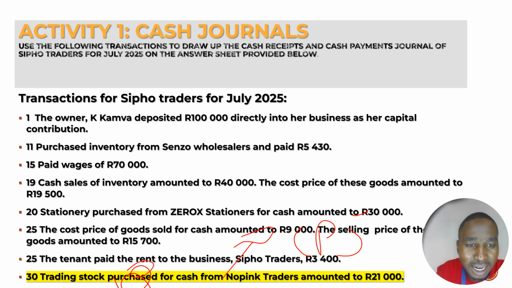Now the second account affected. What are we purchasing, or what are we buying, or what are we paying? We are paying for trading stock. We purchased trading stock. In other words, we purchased inventory. Trading stock and inventory are one and the same thing. So it means we know our two accounts affected, that is bank and inventory. So let's go.